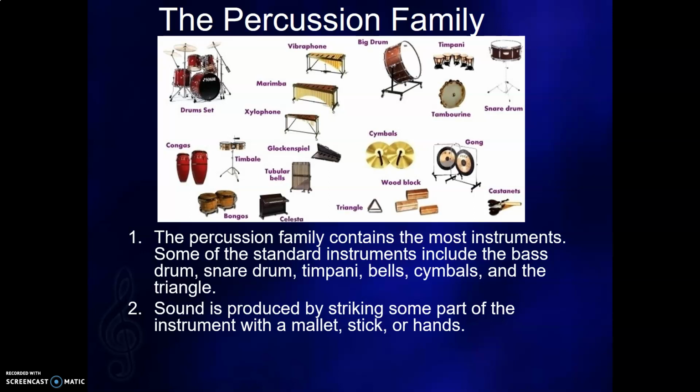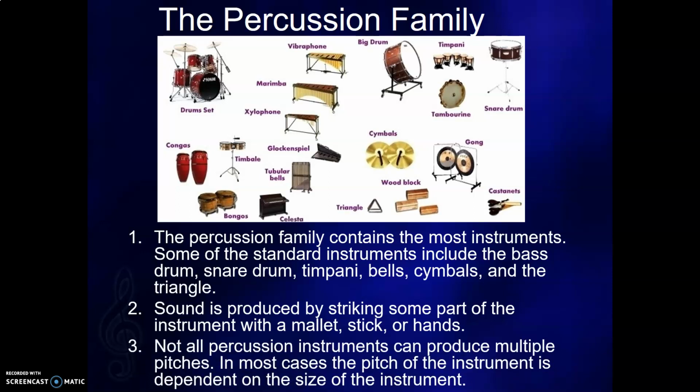Sound is produced by striking some part of the instrument with a mallet, stick, or the hands. Not all percussion instruments can produce multiple pitches. In most cases, the pitch of the instrument is dependent on the size of the instrument. That kind of makes sense. So looking at the chart there, the drum set in the upper left corner, that is the big one for jazz. Then we get into Latin jazz. We have congas, timbales, bongos, those ones right below.